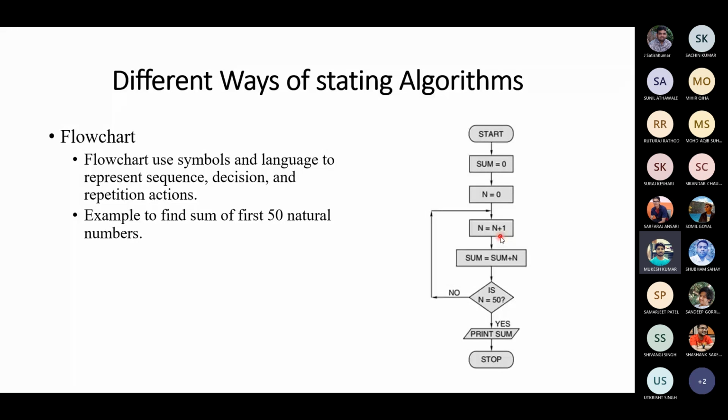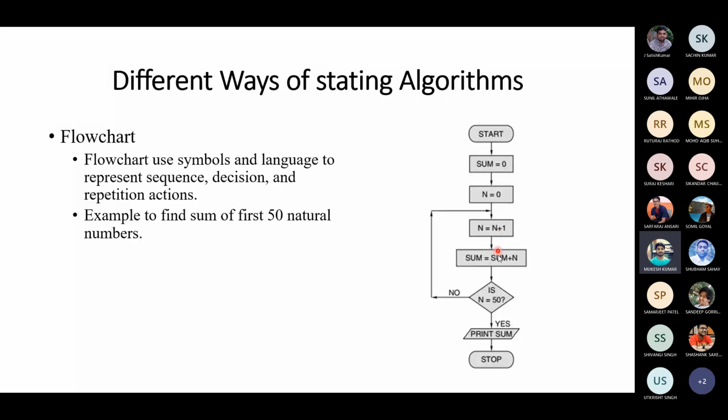Then you are adding to sum, because sum and n values are 0 initially. Now when you increment, n will become 1. Sum is 0 here, so the n value will be added into sum, and this continues until n reaches 50. If n is 50, then only we'll break the loop. We are checking the condition. All the conditions will be in a rhombus. We will have a branching. So if n is not 50, then again we go to n, increment it, add that value to sum, and now n will become 2.